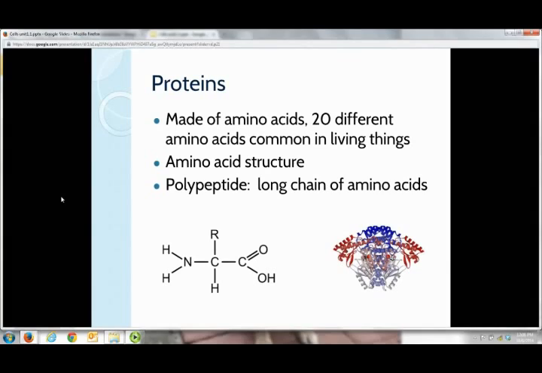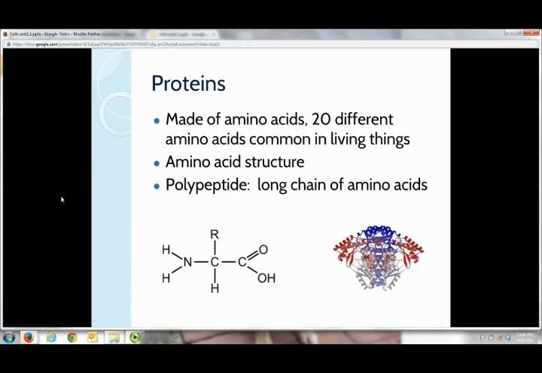In the center you've got a carbon atom, and on one side of the carbon atom it's attached to a hydrogen. On the other side it's got a carbon attached to two oxygens, and then an oxygen and a hydrogen for an acid group. Over to the left it's attached to an amine group, and then on the top you have the R, that is the variable group. In all 20 different amino acids, the only thing that is different in the structure is what is located at R.